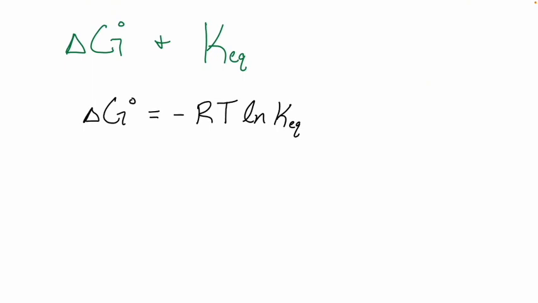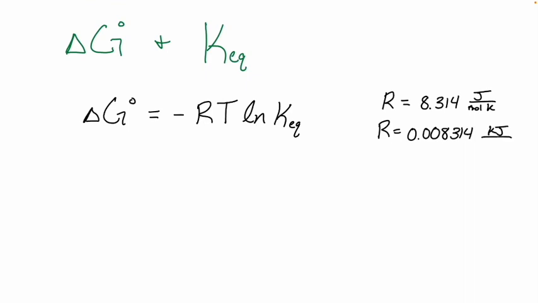R is a constant that was first introduced in the ideal gas law chapter. It's what's called the ideal gas constant, 8.314 joules per mole Kelvin. Maybe we just want to note that even though that's how our value of R is tabulated, a lot of our equilibrium quantities are done instead in kilojoules. So that would be 0.008314 kilojoules per mole Kelvin.